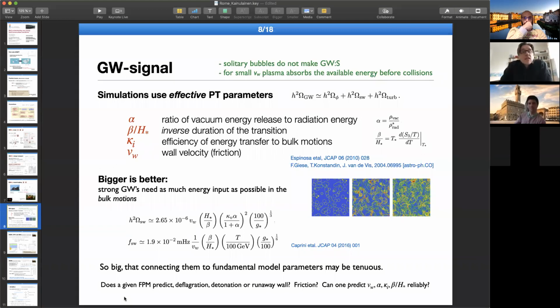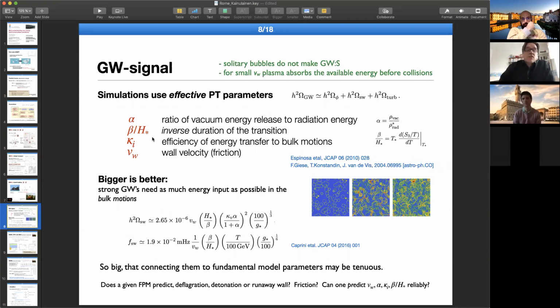I understand. So another thing to understand is that the simulations of the gravitational wave signal always use effective phase transition parameters. These nice pictures created by, I forgot the reference, Hindmarsh and others. They take typically the ratio of the vacuum energy released, the radiation energy released, that's one of the most important parameters. Then the duration of the transition is obviously important. The longer it's going on, the longer you are producing gravitational waves from, say, sound waves or turbulence.